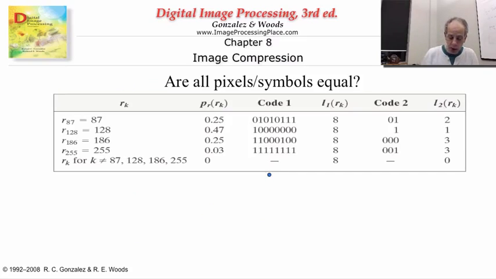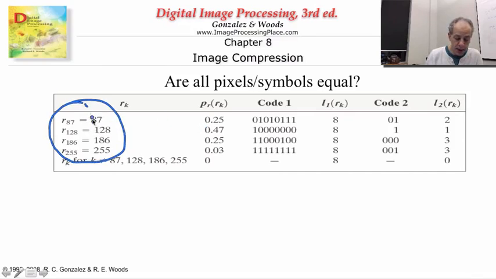So here we have an image, and this is actually the image that we saw in the previous video, the geometric image. This is a particular image in which there are only 4 different gray values. The pixels with gray value 87 appear in 1/4 of the image, so 25%, or probability of 0.25. And we also have 128 appearing almost half of the time in the image. And we also have 186, and 255 appears very, very few times. Everybody else just doesn't appear in the image at all.